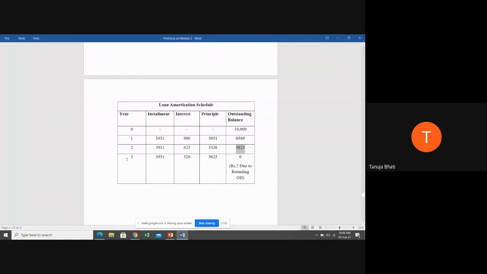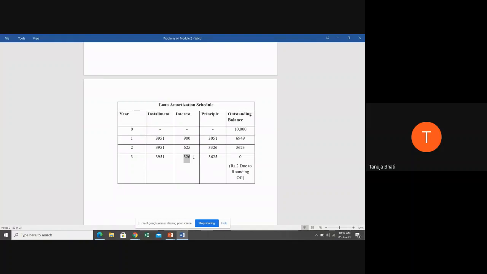Next we come to the third year. In the case of interest, principal and outstanding balance, you have to go year-wise. So we come to the next year, that is the third year. In the third year, we know the installment is 3951, which is clear. Now, interest for the third year is always calculated on your outstanding balance. So the outstanding balance is 3623. So 3623 into 9%, you get 326. Students, we are getting the decimal 326.07.